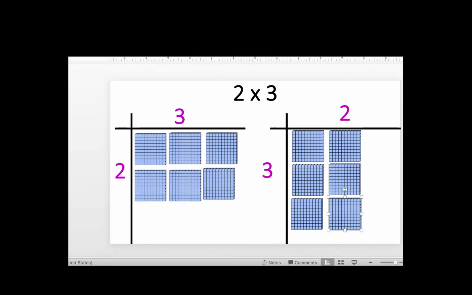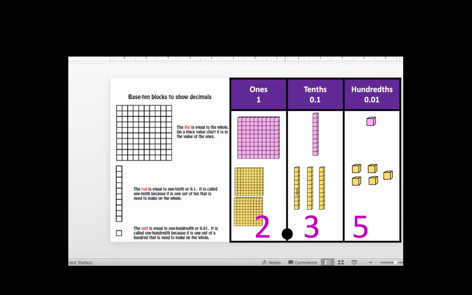All right, so to go back and review, remember that our ones place is represented as a flat. And then we have our rods here, which are our 1/10 or 0.1. And then our unit here is equal to 1/100th.